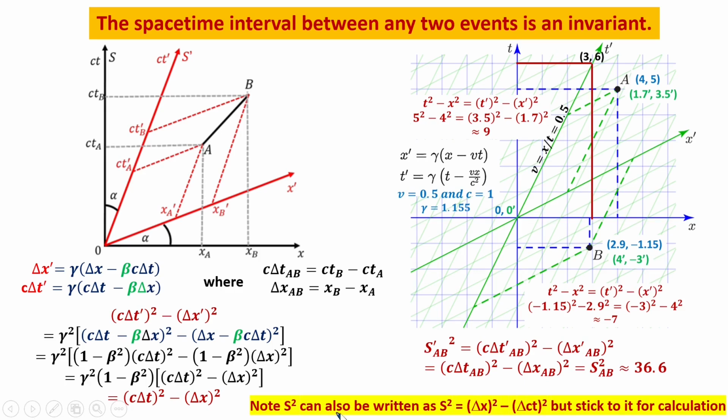So note S square can also be written as, instead of delta CT square minus delta X square, you can also write it like this. So the magnitude doesn't change. Maybe the sign may change sometimes, but stick to it for some calculation.